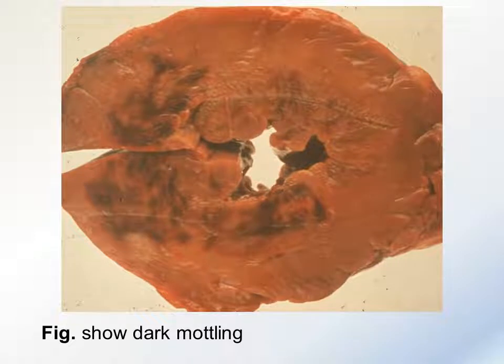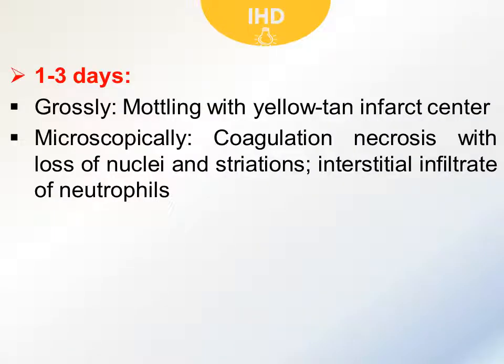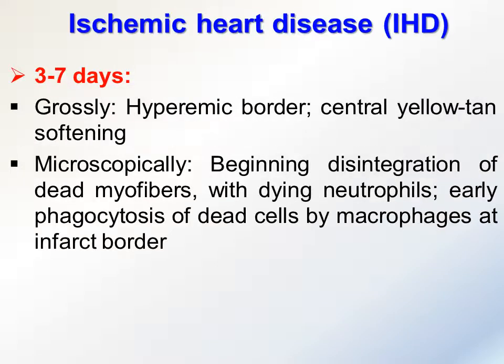This figure shows how the dark mottling looks. From the first to the third days, grossly mottling with yellow tan infarct center will appear. On microscopic feature, coagulation necrosis with loss of nuclei, in addition to the interstitial infiltrate of neutrophils.